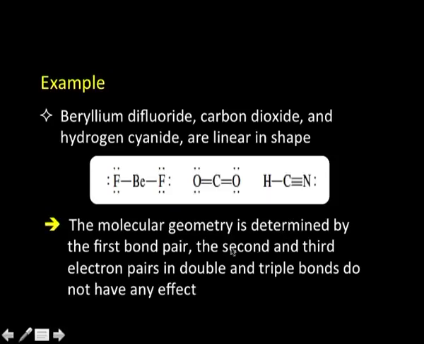So, the molecular geometry in these molecules is determined by the first bond pair, and the second and third electron pairs in the double and the triple bond do not affect the molecular geometry. That means, basically, in order to work out a geometry, we have to think of only 1 electron pair here, 1 electron pair here. So, since there are 2 electron pairs, they will go opposite to each other and the molecule will be linear. Same is true over here.